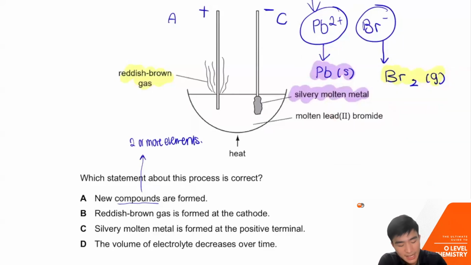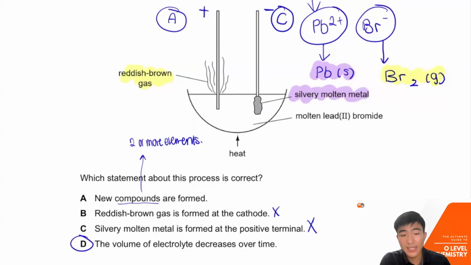Okay, second one. Reddish-brown gas is formed at the cathode. Clearly wrong, because reddish-brown gas is formed at the anode. This is what we have discussed. The third is wrong as well. The silvery molten metal is formed at the cathode, which is the negative terminal. So the answer is D. Volume of electrolyte decreases over time. Why?